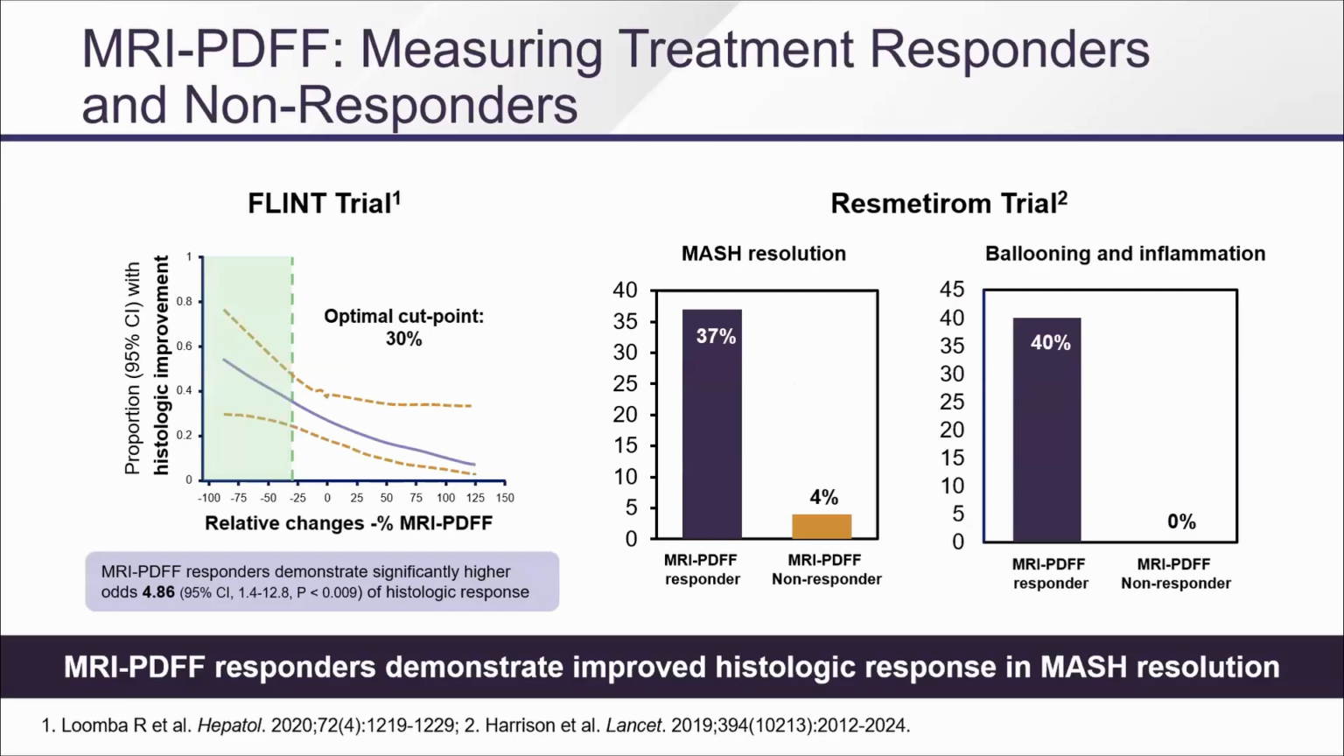And MRE also can measure response. So this was from the resmetirom registration trial. They had an MRE at the beginning, an MRE at the end, a liver biopsy at the beginning, a liver biopsy at the end. And what you can see is that the MRI fat fraction decreasing shows whose fibrosis will get better. So you don't need to do a liver biopsy. We can predict outcomes and measure response using NITs.